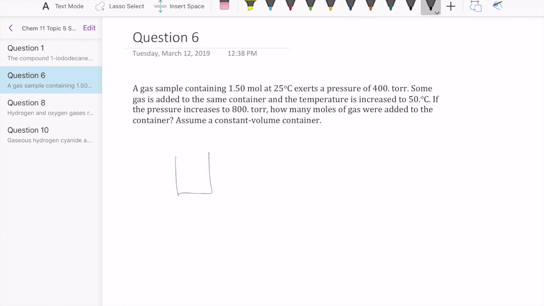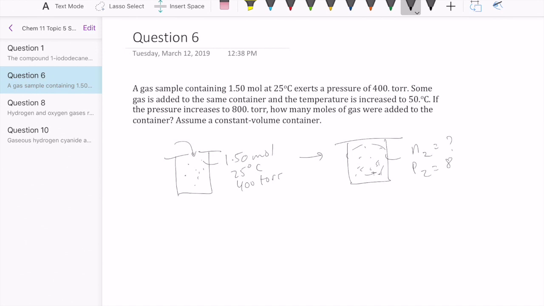Okay, so let's kind of draw this out a little bit. We have a container that originally had some gas in it, and the amount of gas is 1.5 moles. Temperature was 25, and pressure is 400. And what we did is we let some more gas in here. The amount of gas has increased, and so we don't know by how much. So the number of moles in the second condition is unknown, but the pressure now in the second condition is 800 torr, and the temperature in the second condition is 50 degrees Celsius. Okay, so you can write these ones as the first condition, T1 and N1.